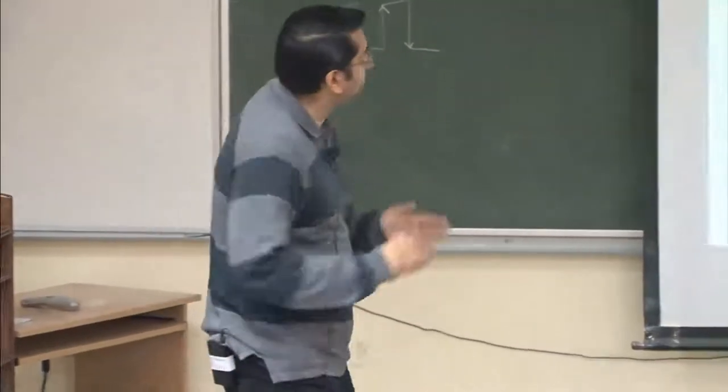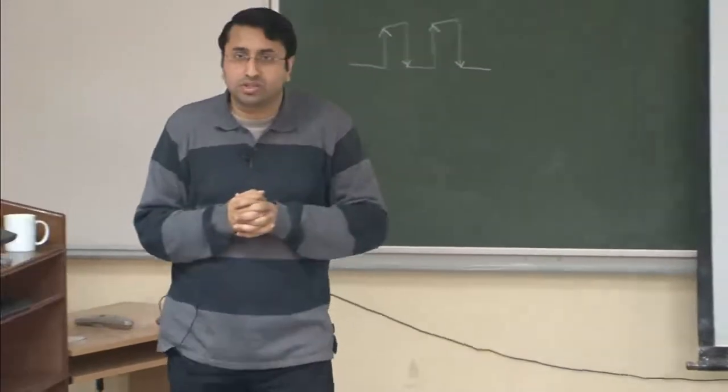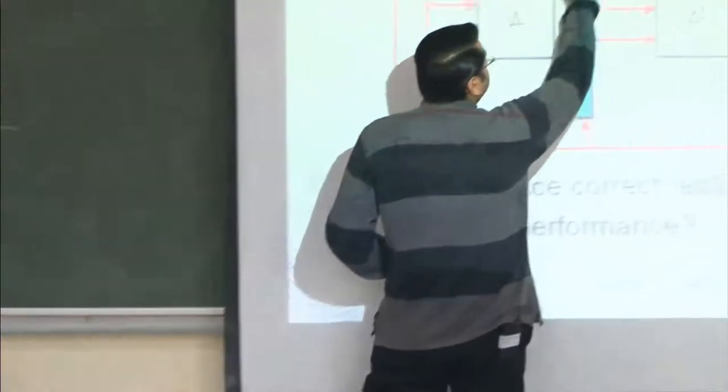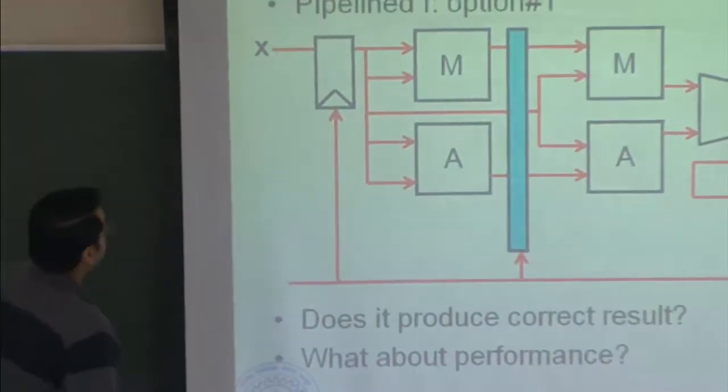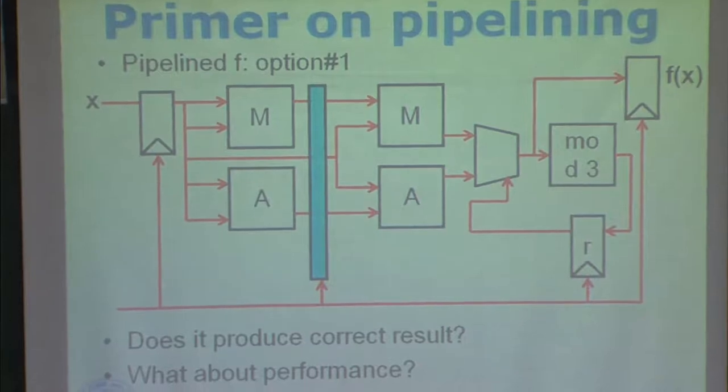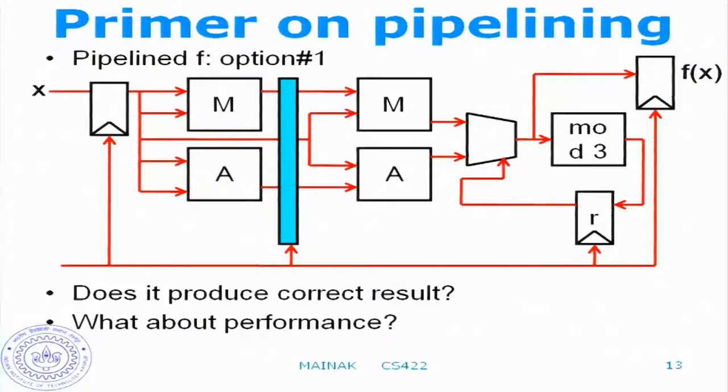So let's see. First option, let's suppose we want a two-stage pipeline. So we put a pipeline latch here. The first question that you have to answer whenever you try to pipeline something is, does it produce a correct result? Forget about performance. That's the first question. What do you think?